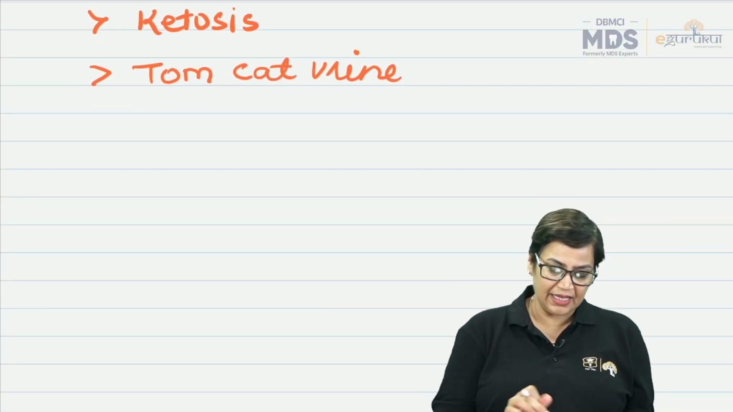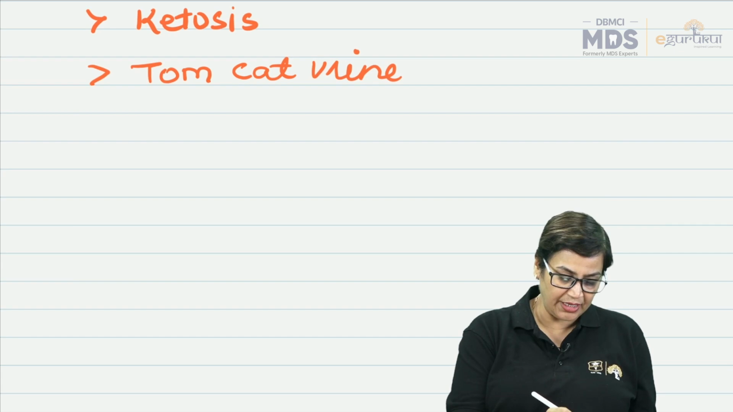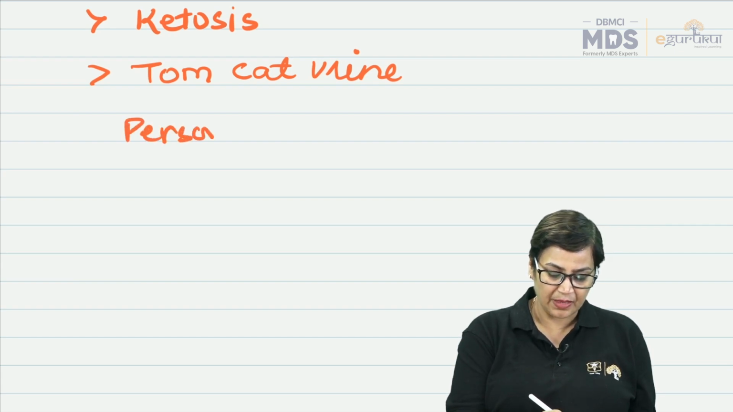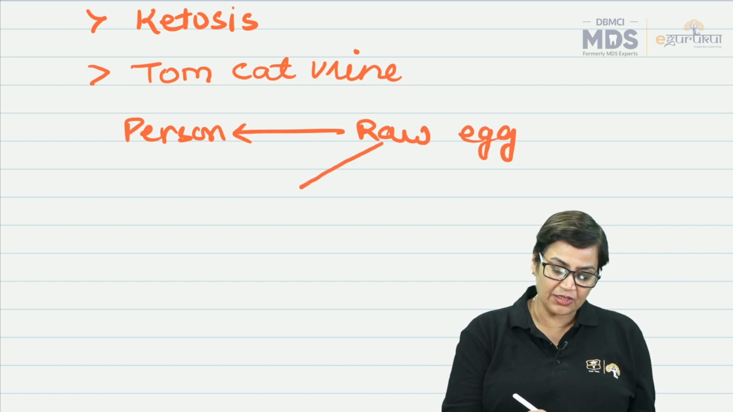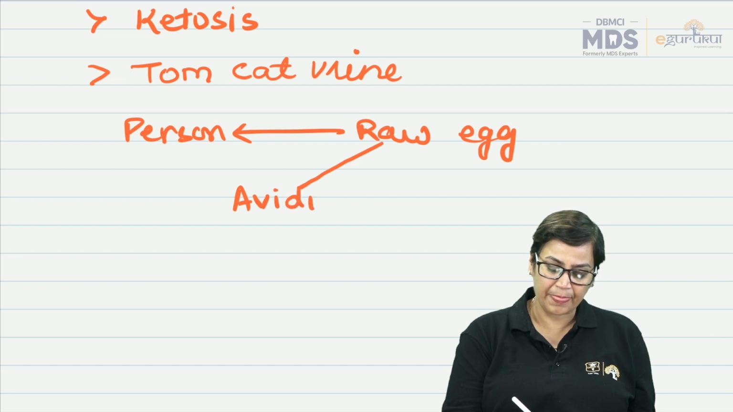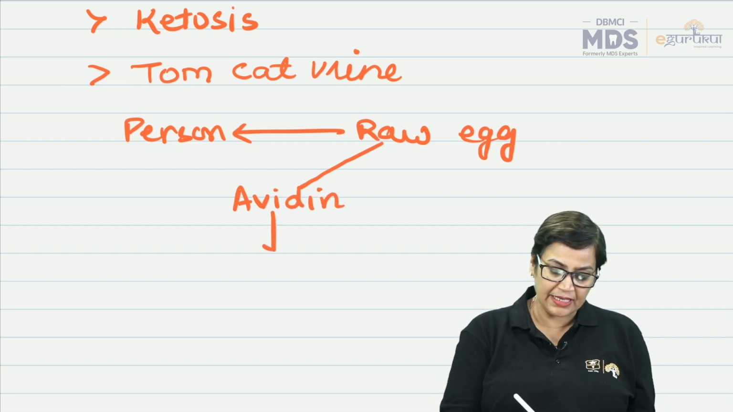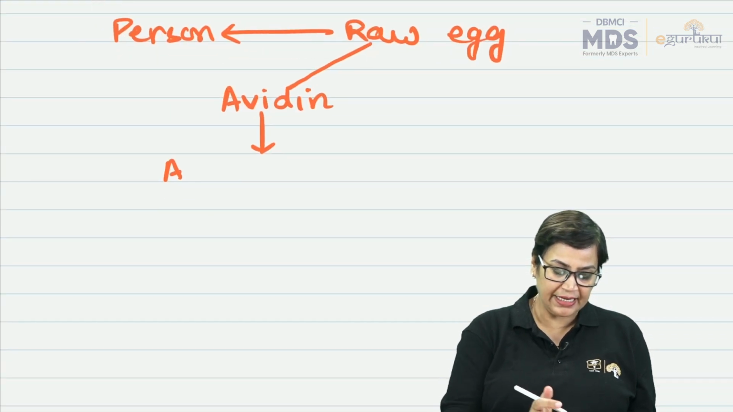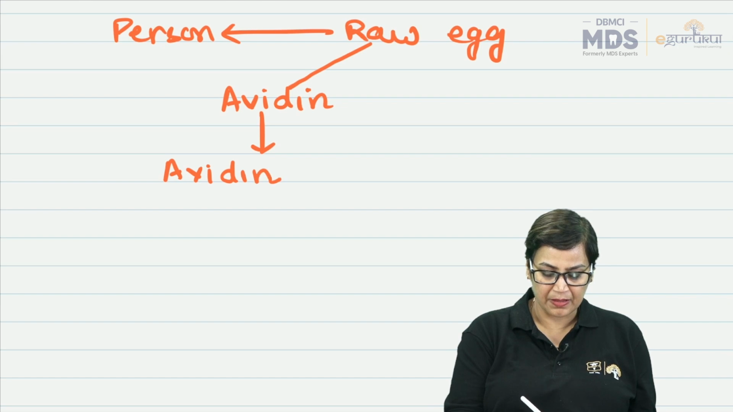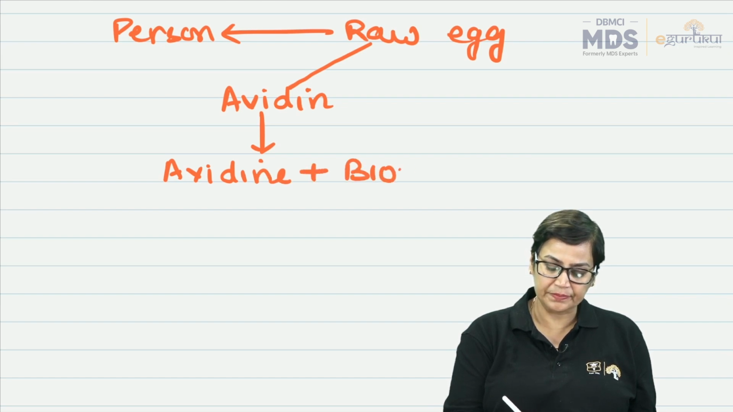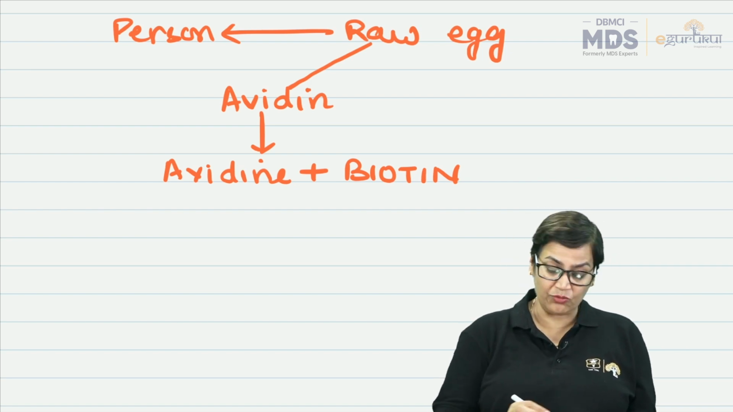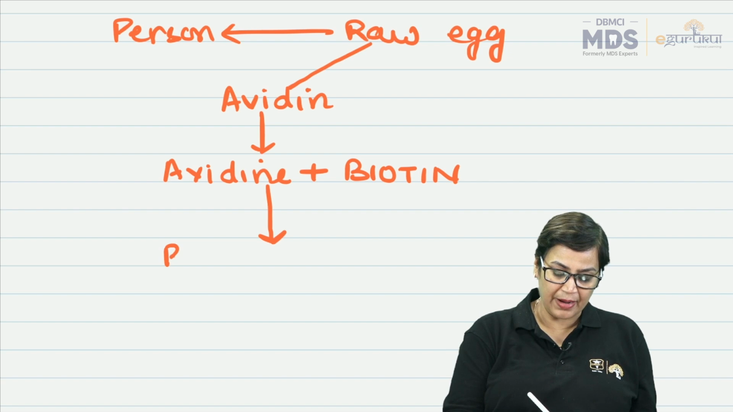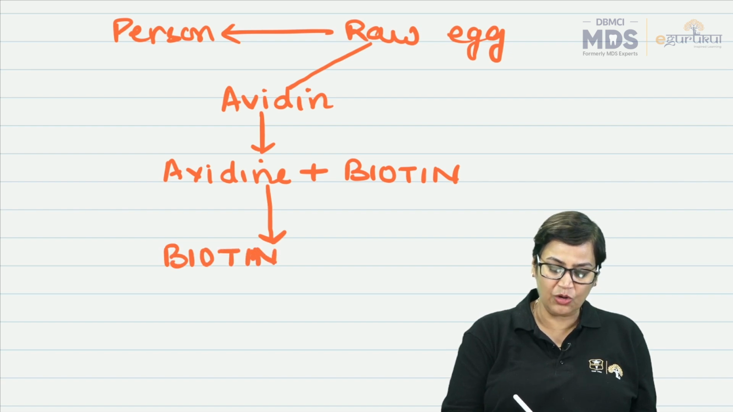Then one more thing is there, ki this is again a very important point, ki if a person is having a raw egg, right? So this raw egg will have avidin. This avidin is going to interfere with biotin. So if avidin is going to interfere with biotin, what will happen? That biotin will not function.